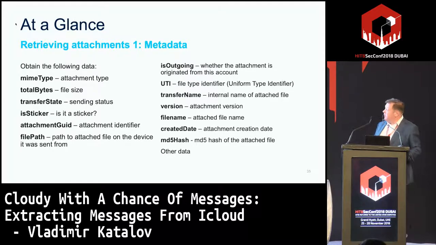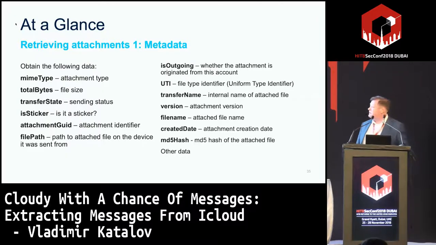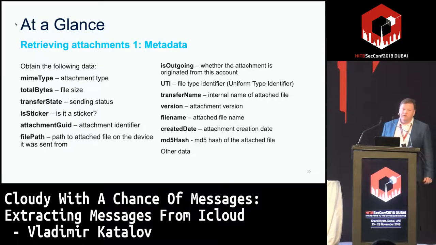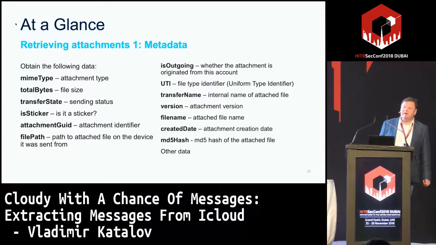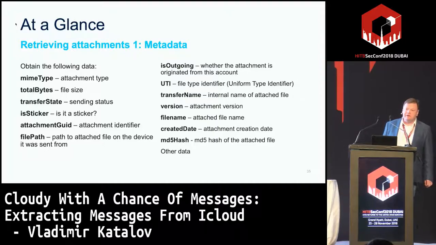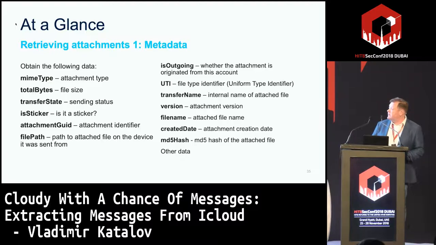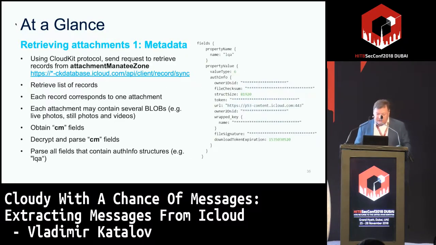First, we get the metadata of the attachments, and there is quite a lot. There is a file name, file type, timestamp, and even the MD5 hash that can be used, for example, in investigations, in surveillance or whatever, to verify that the file is exactly the same as, for example, in the other case. And there are also some flags, for example, whether it is a sticker sent by iMessage.